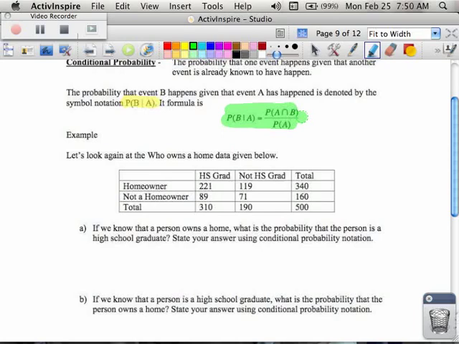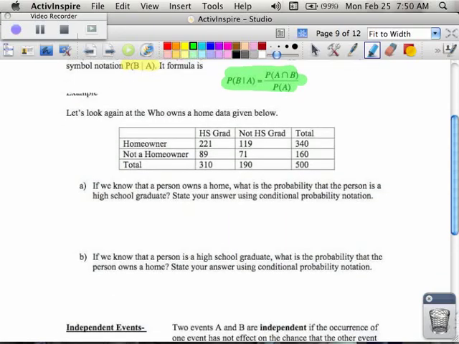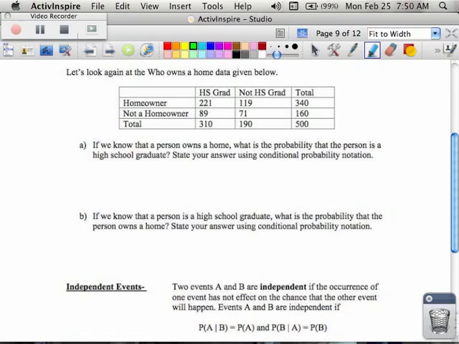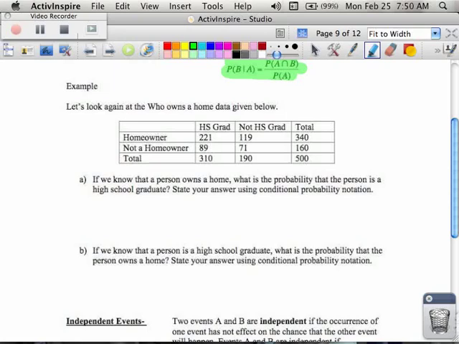So what you do is you take the probability of the intersection of A and B together, and then you divide by the probability of A, which is the event that has already occurred. So down below there's a two-way table. And we're looking at this homeowner and not a homeowner, and high school grad, not a high school grad, and taking a look at what's going on. So if we know that a person owns a home, what is the probability that the person is a high school graduate? And so we're supposed to use conditional probability to figure this out.